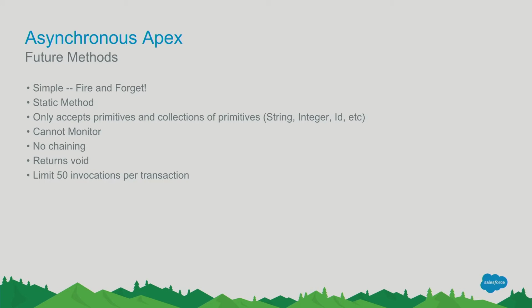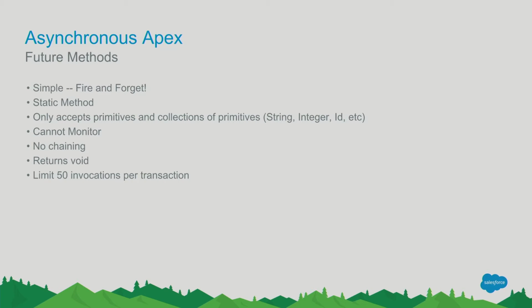So we're just going to go ahead and jump in right away to future methods. Future methods are really simple. Fire and forget. All it is, is a static method on a class. It's going to be global or public. You have to be able to access that method. One thing is it only accepts primitives or collections of primitives, so strings, IDs, integers, things like that.